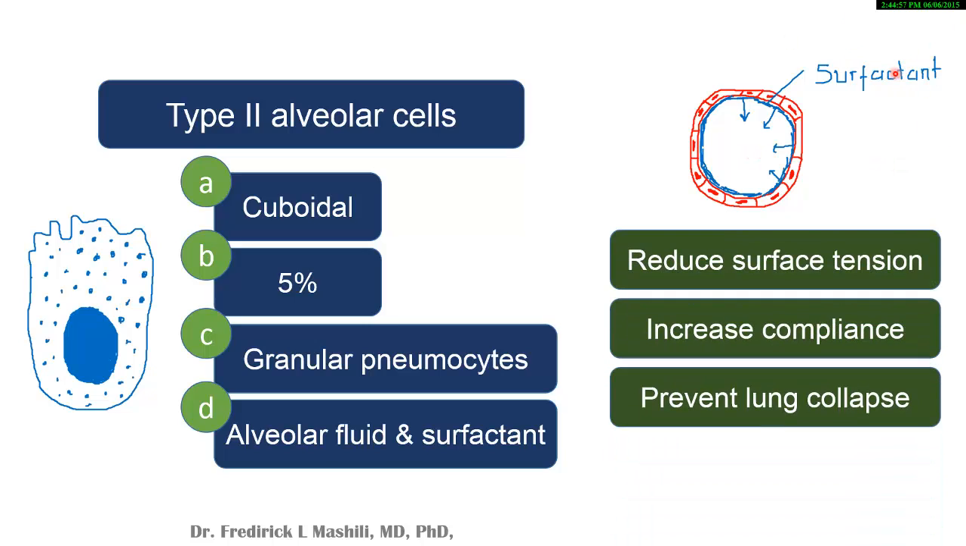If it reduces surface tension, that means it increases compliance, because compliance moves in the opposite direction. Compliance is about expanding, while elastic recoil is about collapsing. So surface tension is about collapsing. Surfactant is about reducing surface tension. So that means it increases compliance. By so doing, it prevents lung collapse.